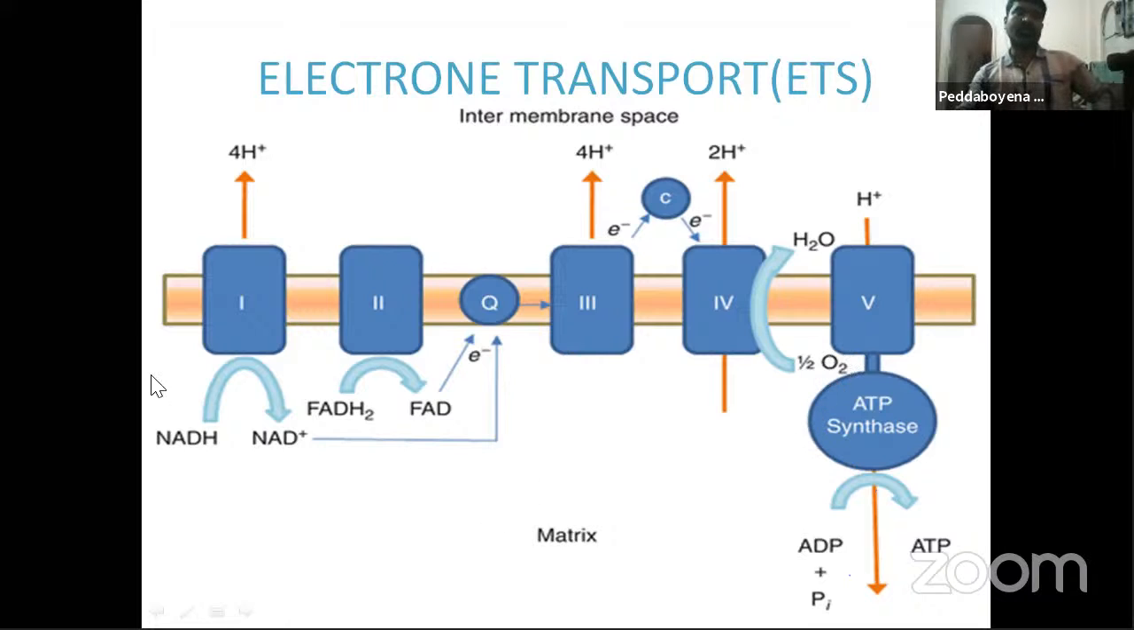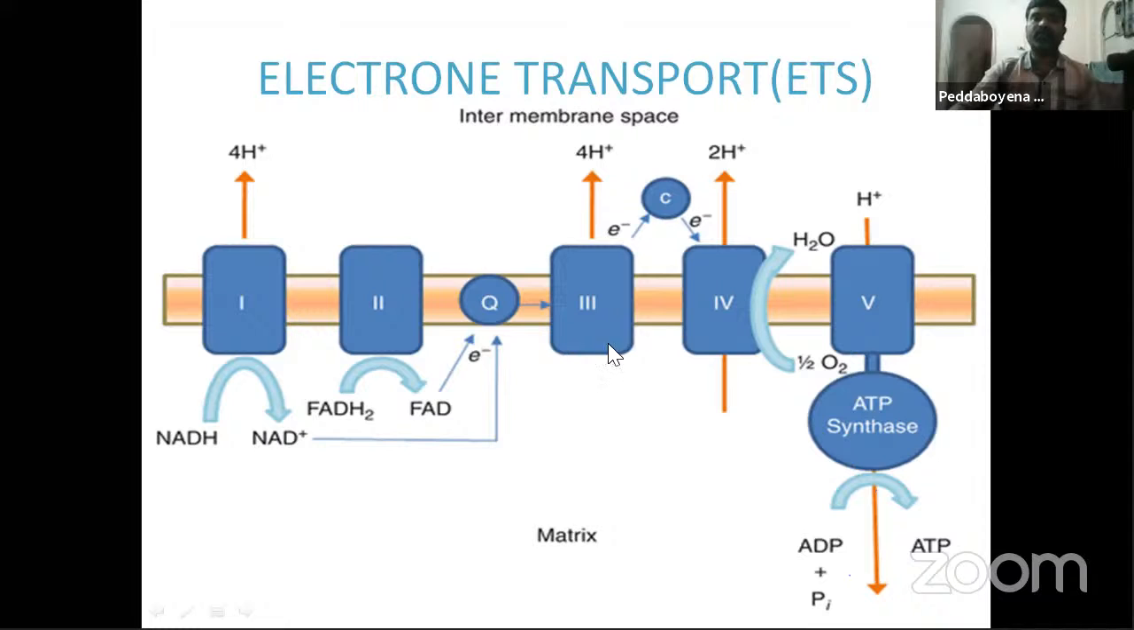Simply, you are observing complex 1, FMN, and complex 2, the FAD and ubiquinone, and complex 3 is cytochrome B and cytochrome C. This is very important. To understand it better, simply remember FMN, FAD, ubiquinol, cytochrome B and cytochrome C. Here cytochrome A1 and A3. So it is the complex ATP synthetase.